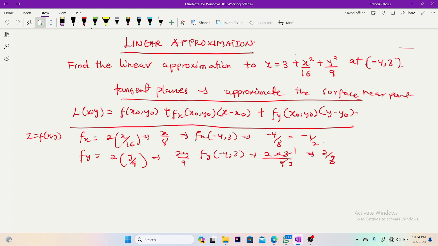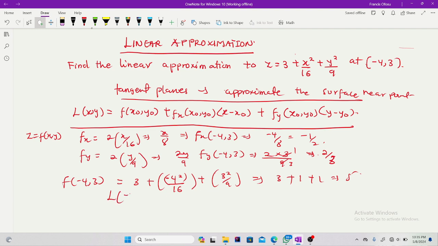For us to approximate this function at this point, I'll simply have to find the functional value at this point as well. So what is f of negative 4, 3? f of negative 4, 3 is simply equal to 3 plus negative 4 squared all over 16 plus my y, which is 3, so I'll have 3 squared on 9. This is 16 on 16, I'll have 1, then 9 on 9 also I'll have 1, so I'll get 5. So my functional value is 5. So the approximation here is simply the functional value, which is 5.